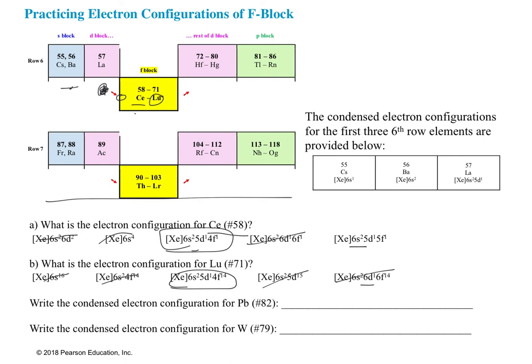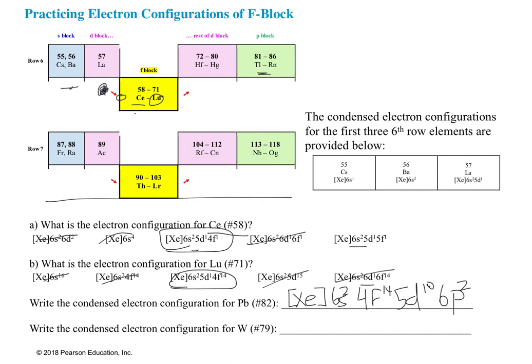To write the condensed electron configuration for lead, which is 82, it's over in the P block. We're going to have our last noble gas is xenon. Then we'll go 6s2. We will say, since we go past the D block, we're going to write all of the F block first. 4f14, and then 5d10, and then 6p2, since we're a 2 in from the P block.